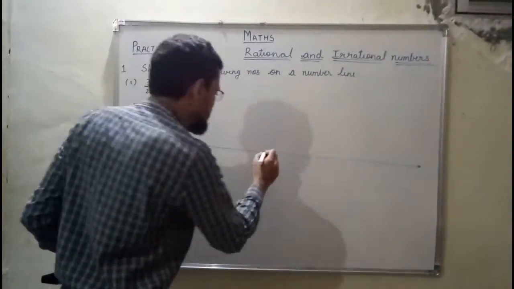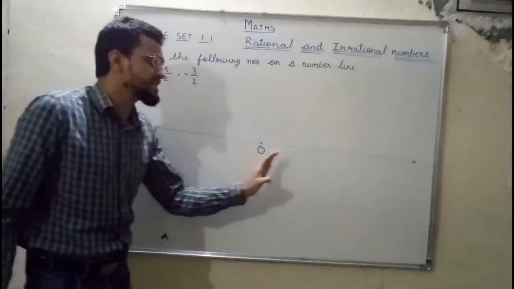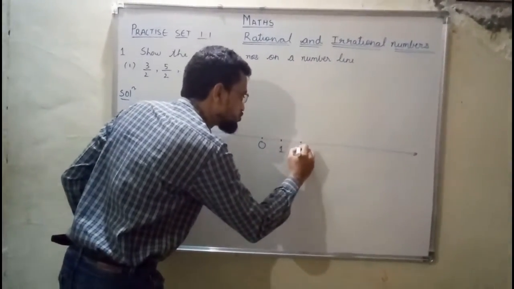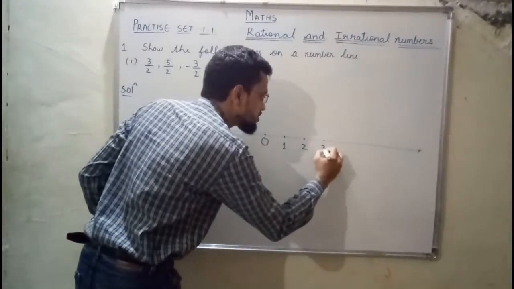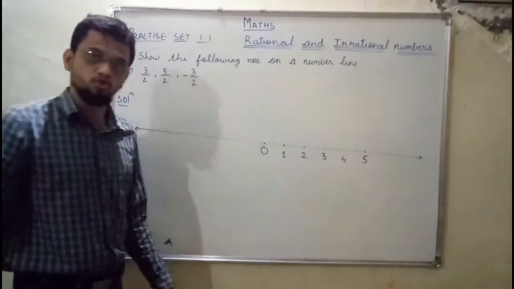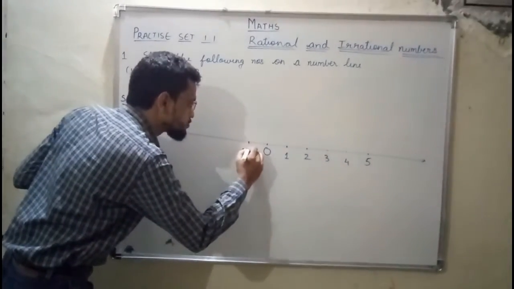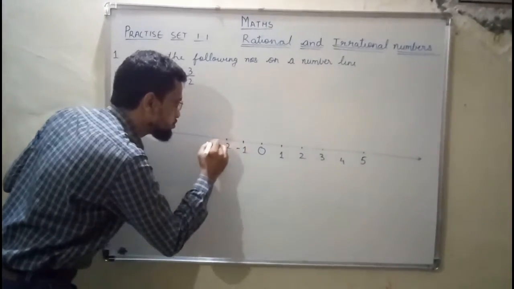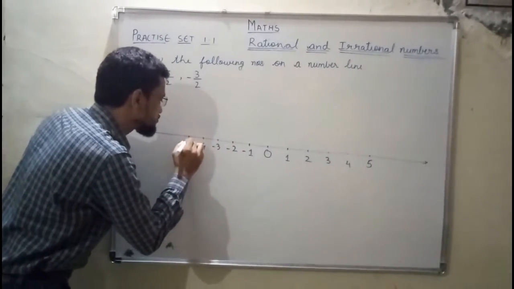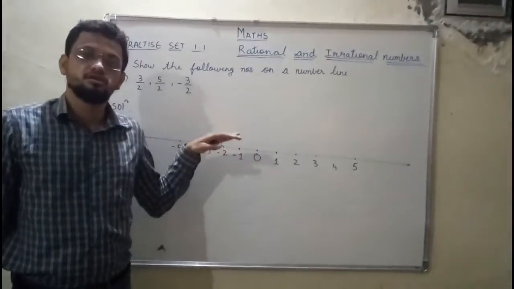At the center of this line, we will place the number 0. On the right hand side of 0 will be the positive numbers 1, 2, 3, 4, 5 and so on. On the left hand side, the numbers will be negative, like minus 1, minus 2, minus 3, minus 4, minus 5 and so on. Now this is the basic number line.